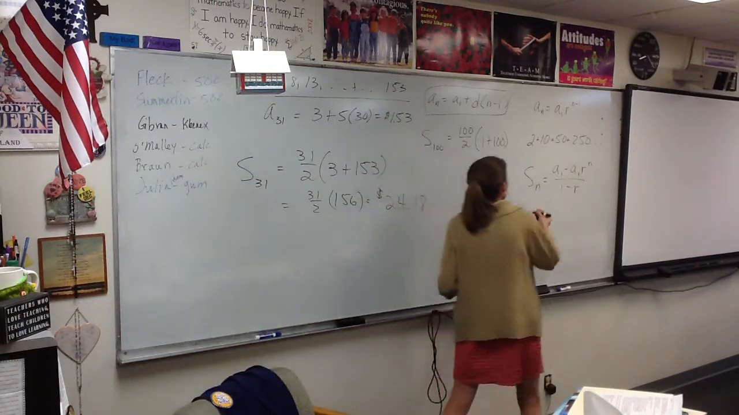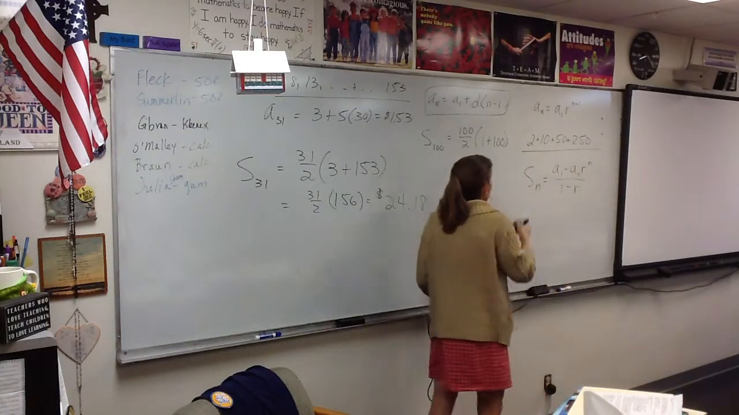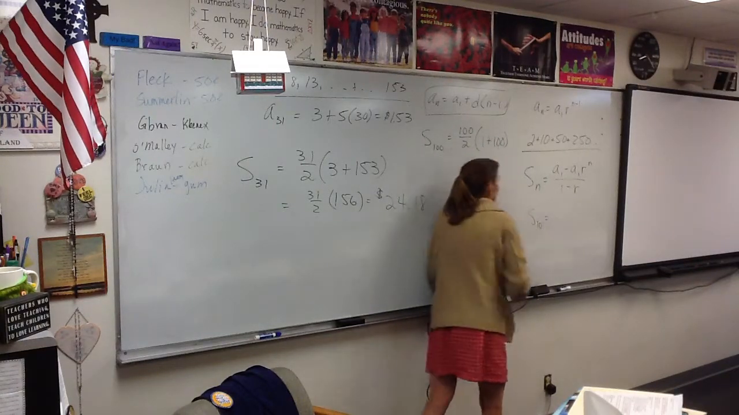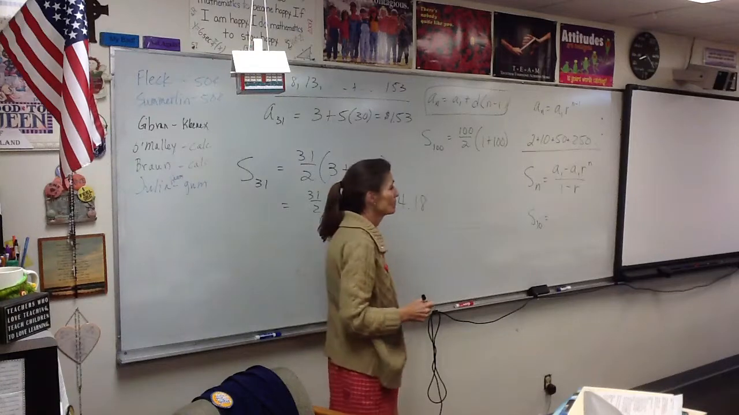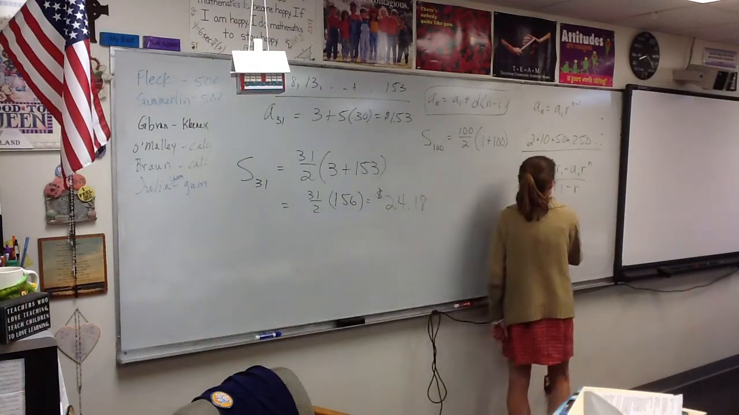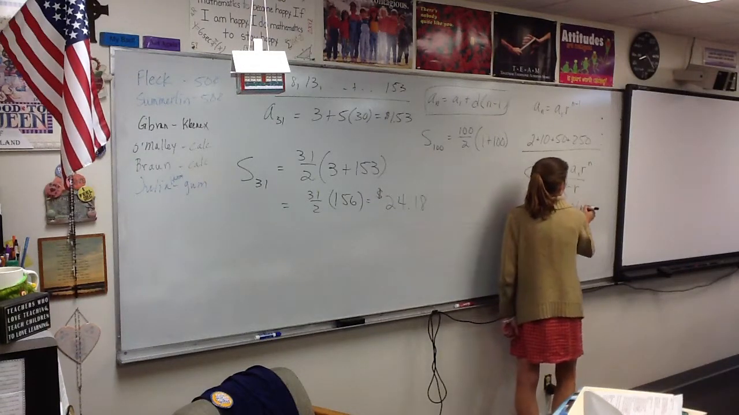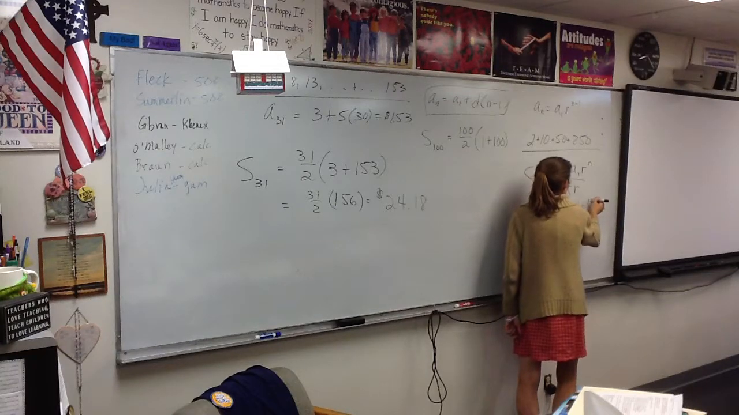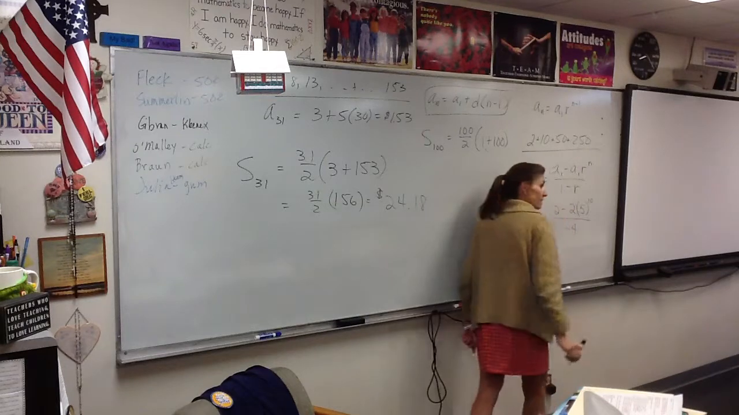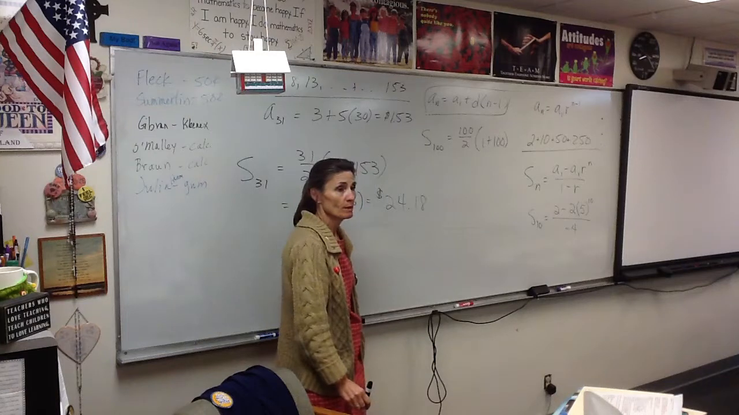So if I were looking at this series and I said, let's add up the first 10 terms, what would that look like? 2 minus 2 times 5 to the 10th, over 1 minus 2? Can I put -4 down there? How did I get -4 in my denominator? 1 minus r, 1 minus 5.